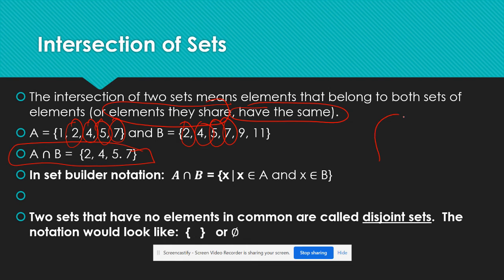The intersection has the upside down U. All right, the intersection is the upside down U, kind of trying to bridge what's the same on both sides. Set builder notation, the intersection is X such that X is an element of both A and B. If two sets have no elements in common, they are called disjoint sets, and their notation would be the empty set because they don't have anything to write down that's the same.